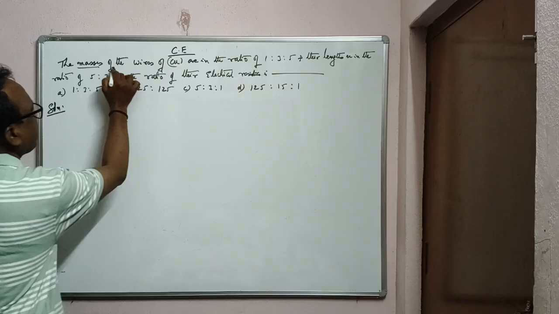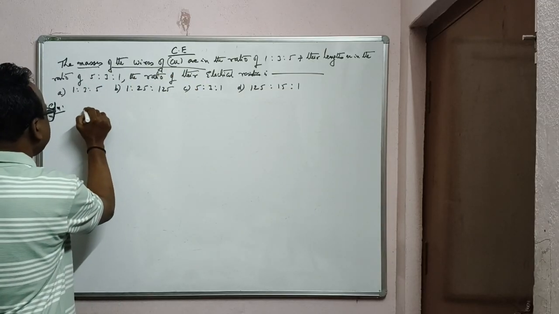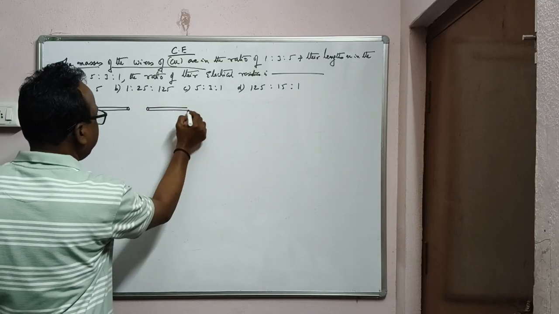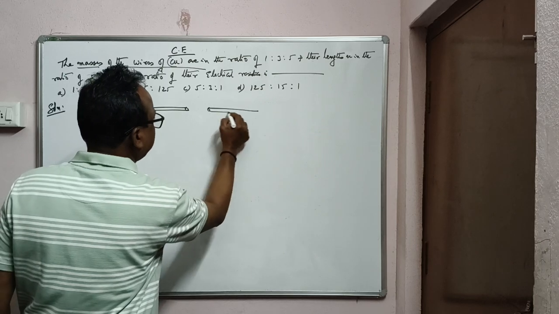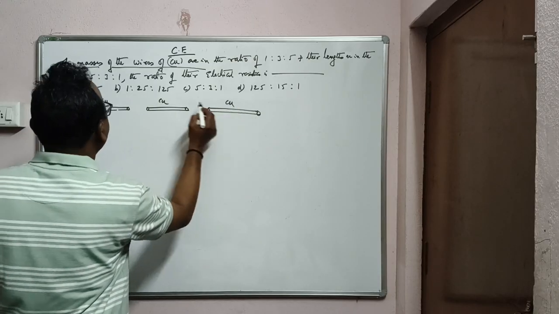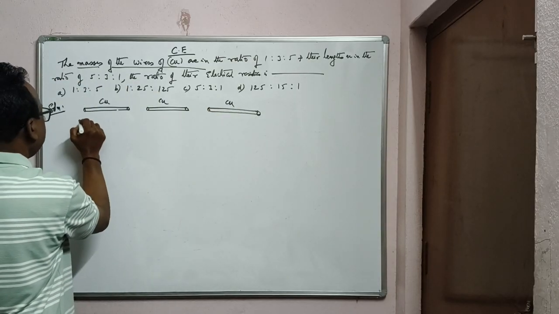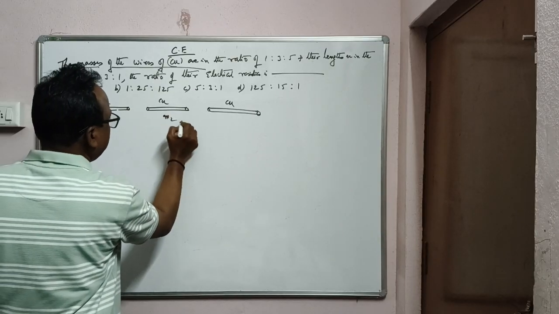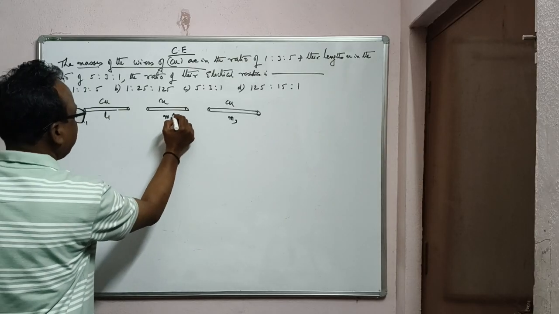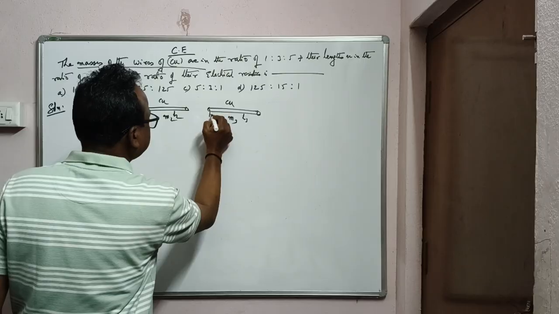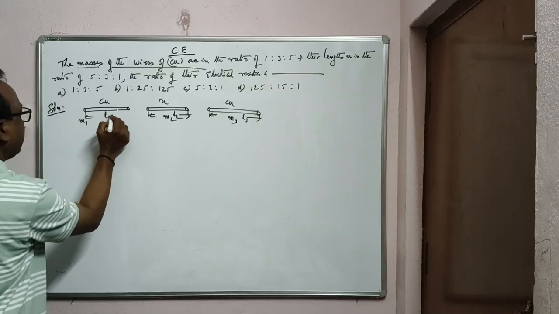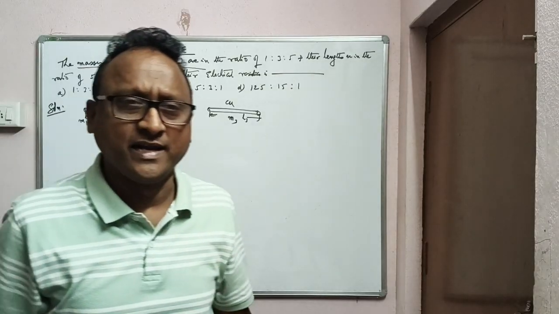He has given masses of the wires of copper. Suppose this is one wire, this is another wire, and this is another wire. Three wires, three are copper wires. So he has given the masses m1, m2, m3. In the same way lengths l1, l2, l3 are given. These are the given data for us.